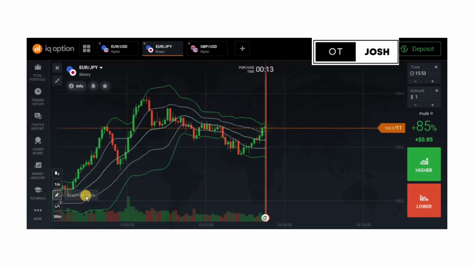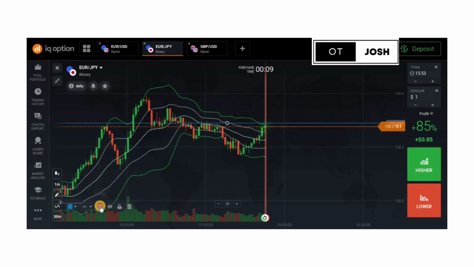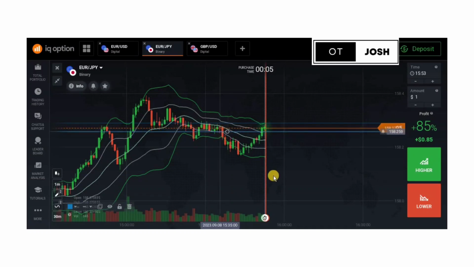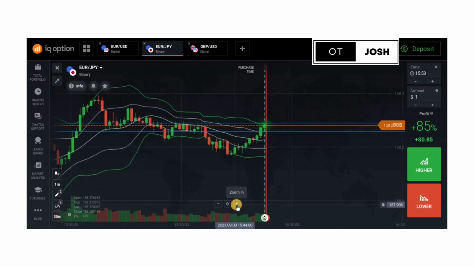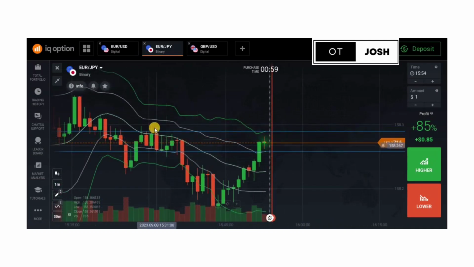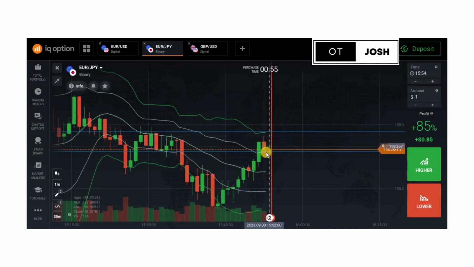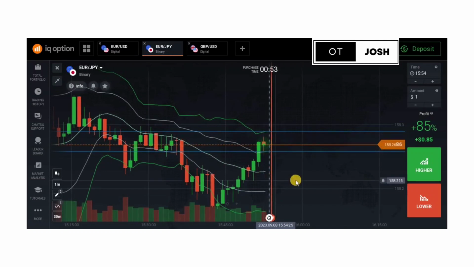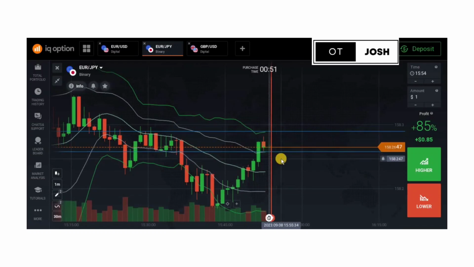Okay, I can see we have a supply zone here between this and this. So now I think we have a chance to do a put. You see the zone here. There is even a round number here. Now you see the market is coming back down. So wait after the close of this candle.